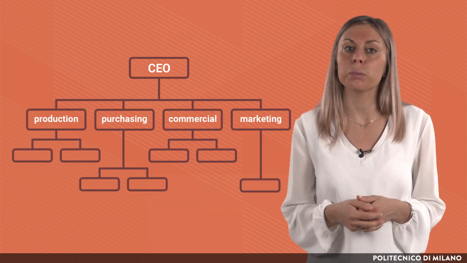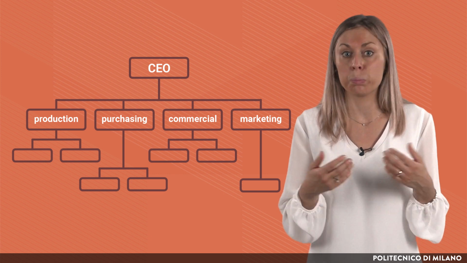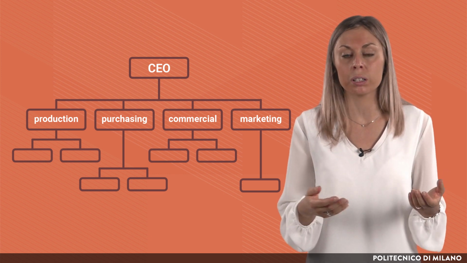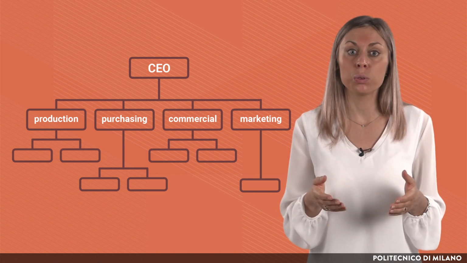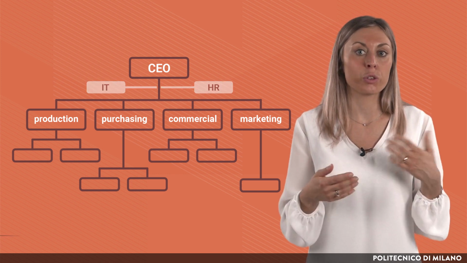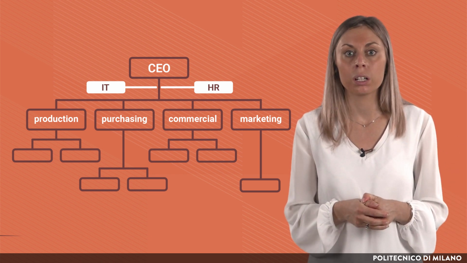For example, in a manufacturing company, you could expect to have the production department, the purchasing department, the commercial department, and so on. As a matter of fact, some staff units could be present as well, such as human resource management or information technology management.